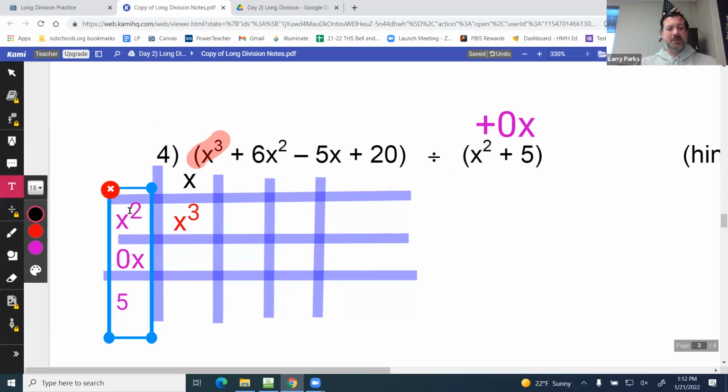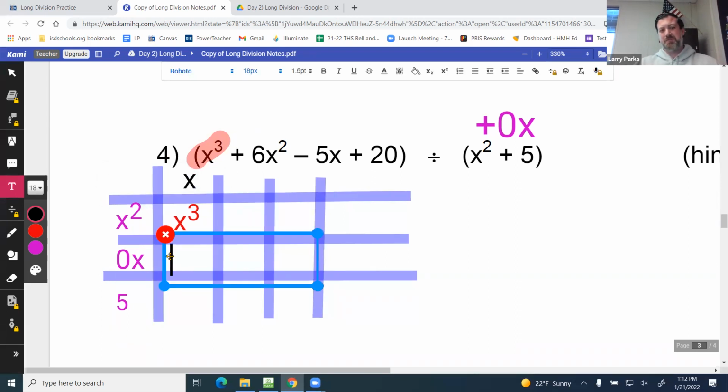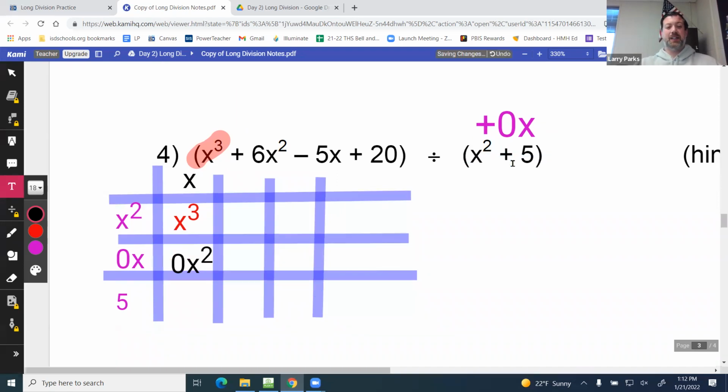Now we're going to take x times x squared, we get x cubed. We're going to take x times 0x, that's 0x squared. We could put 0x squared or just 0, same thing. And then x times 5, that's 5x.